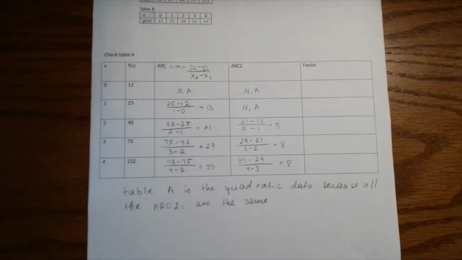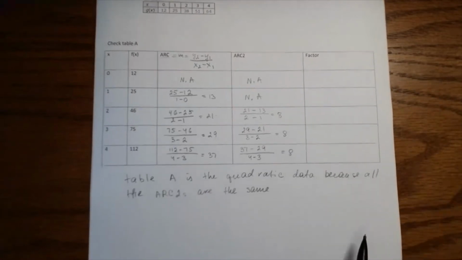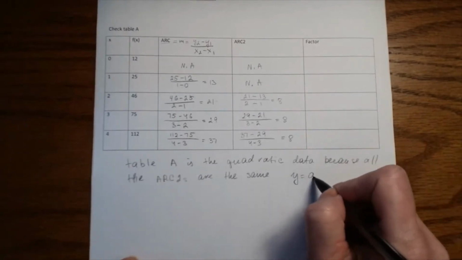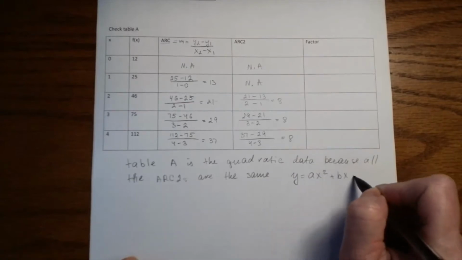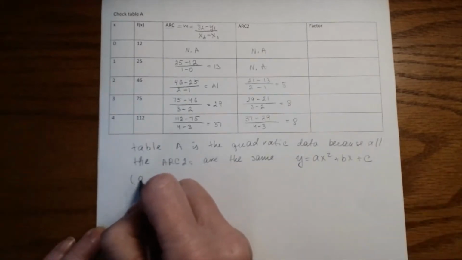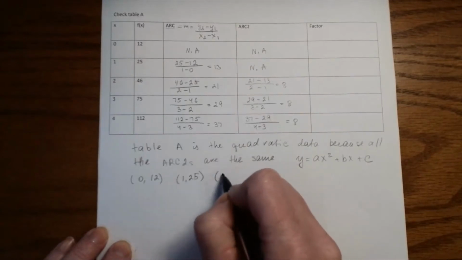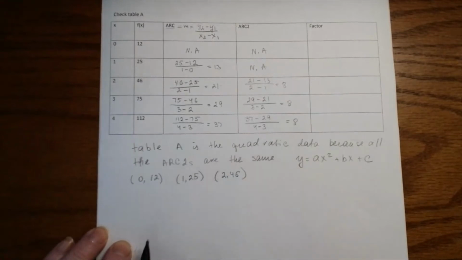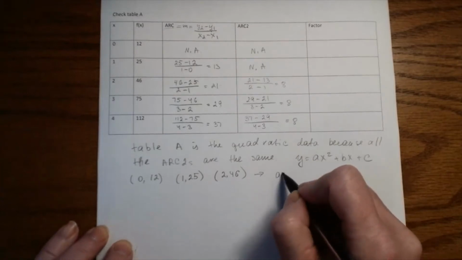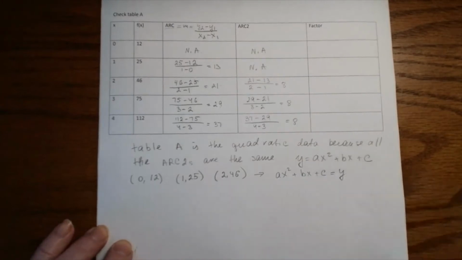Okay, now we need to find the equation of this data. Because we said this data is quadratic, we will use the formula y equals ax squared plus bx plus c. We will use the first 3 points, (0, 12), (1, 25), and (2, 46). We will substitute these 3 points into the equation ax squared plus bx plus c equals y.